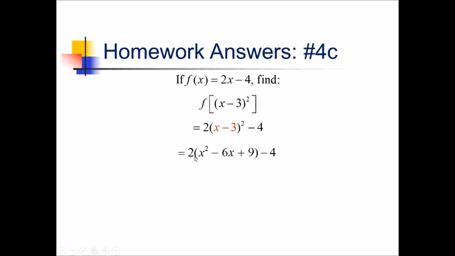Let me distribute this 2 now. So that's 2x squared minus 12x for the 2 times 6x. And then 2 times 9 gives me 18. Still that negative 4 out there. Now we just have to do 18 minus 4, giving me 14, along with the 2x squared and the negative 12x for my final answer.